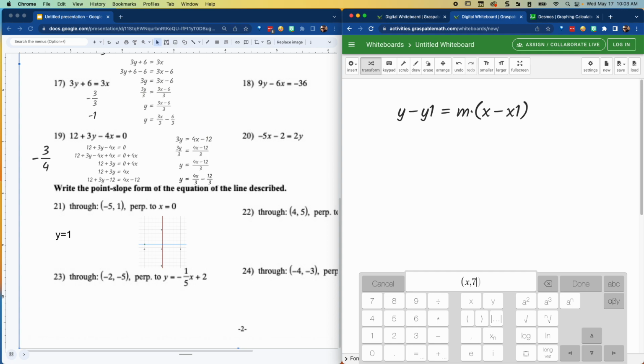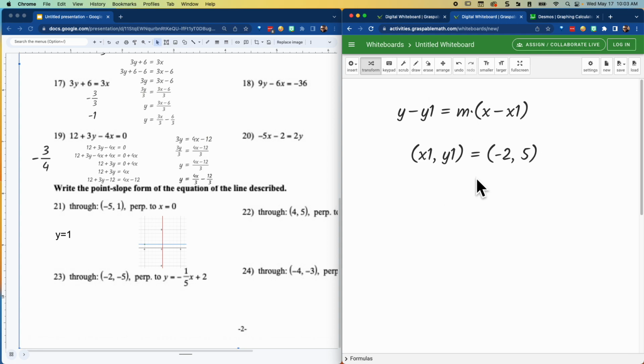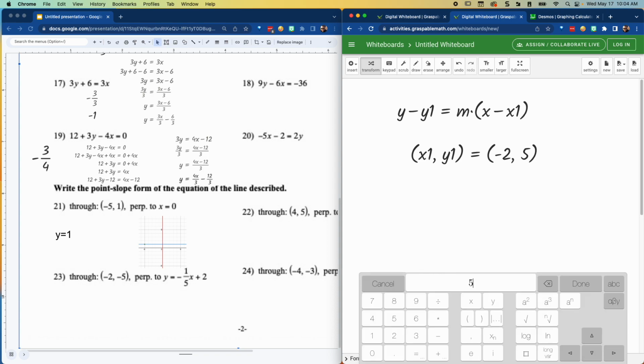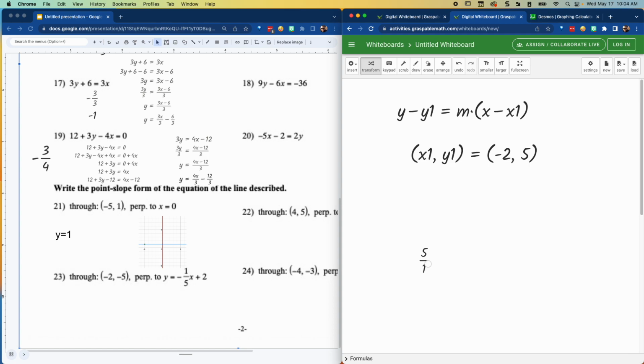So negative 2 comma 5 equals x comma y. I don't think I can write that in here, but my x1, y1 is negative 2, 5. Let's see if it lets me write it. Oh, it does. Awesome. So that's what I'm going to plug in for my x1 and my y1. The slope, though, has to fit this criteria. It says that it's perpendicular to this line. Well, if it's perpendicular, then I know the slope. I'm going to do some things like I did in the previous problems. I'm going to flip the fraction and change that sign. So negative 1/5 becomes 5 over 1 and positive.